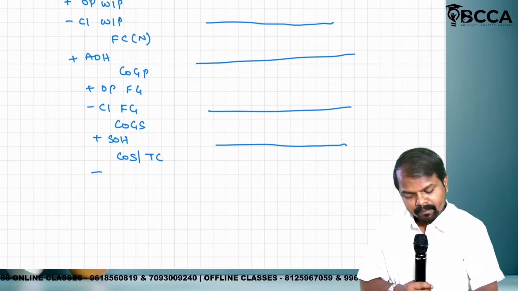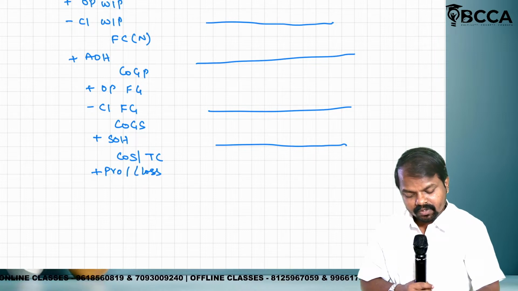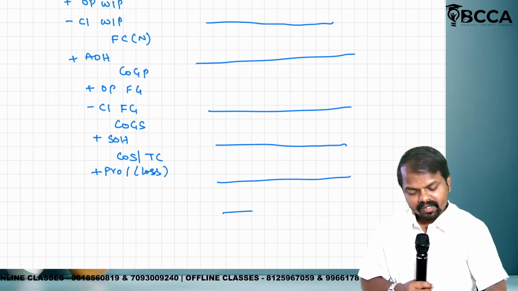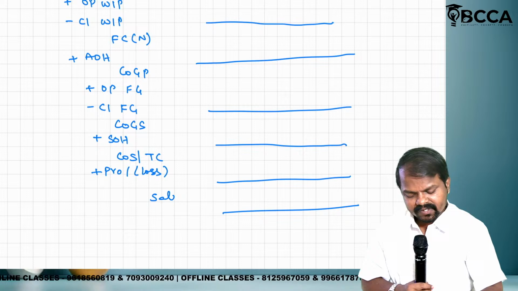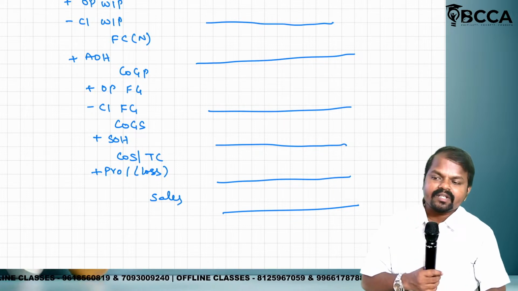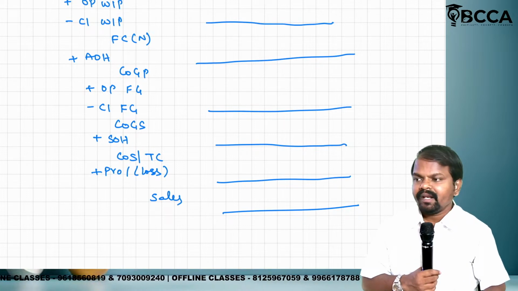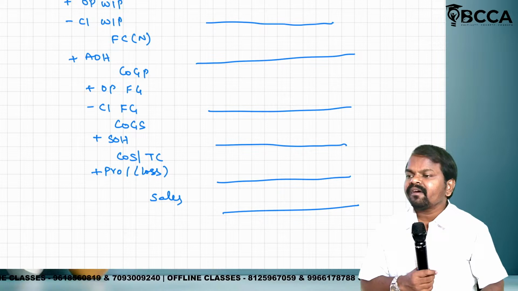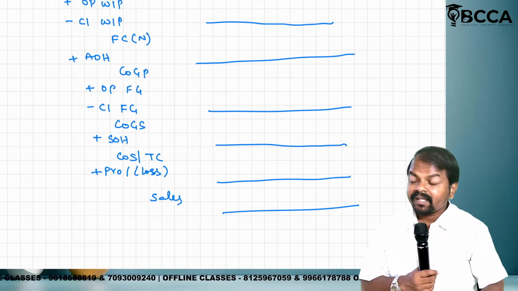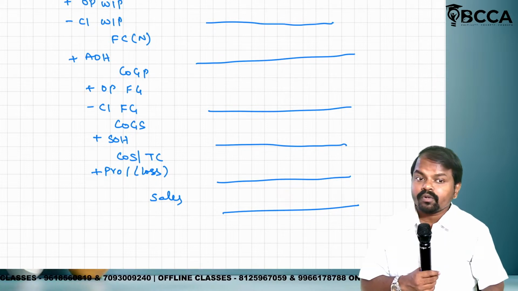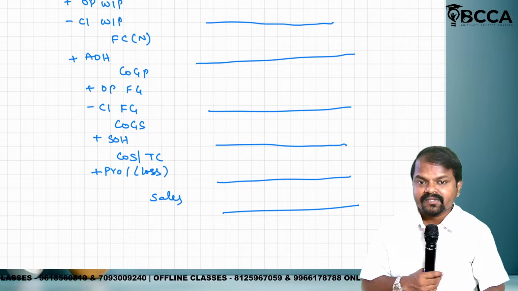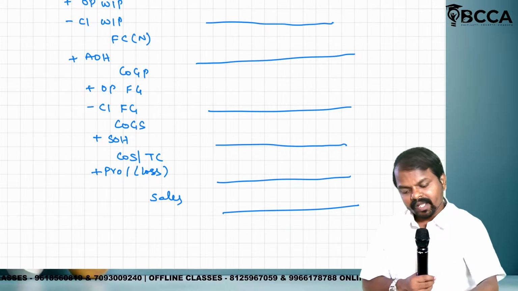Correct? Plus profit. If you get a loss, we will disclose it as a minus item. Result shall be referred to as sales. Whatever information is given in the question paper, we will submit. Whatever is not given, anything required to calculate, we will go through the working note, get the final answer and submit. Okay. What is the first one?